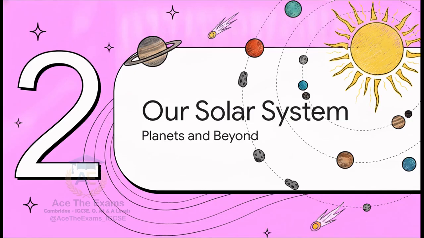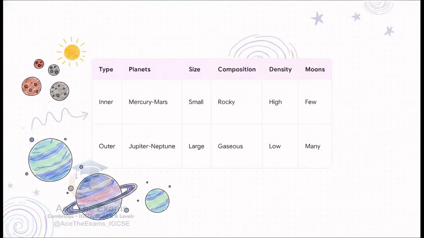Moving on to Section 2, inside our solar system. So, every planet, asteroid, and comet in our neighborhood is bound by the massive gravitational attraction of the sun. And get this, the sun actually contains more than 99% of the entire solar system's mass. Crazy, right? But the remaining matter formed into 2 very, very different types of planets.